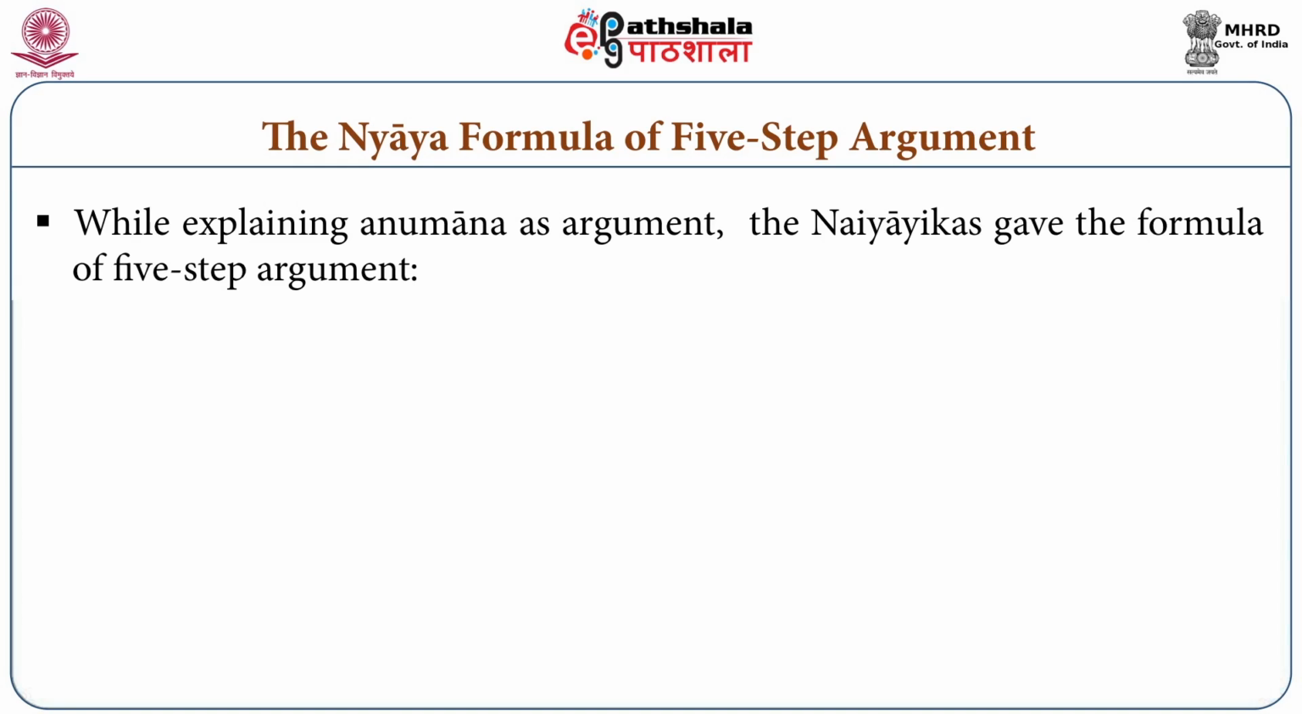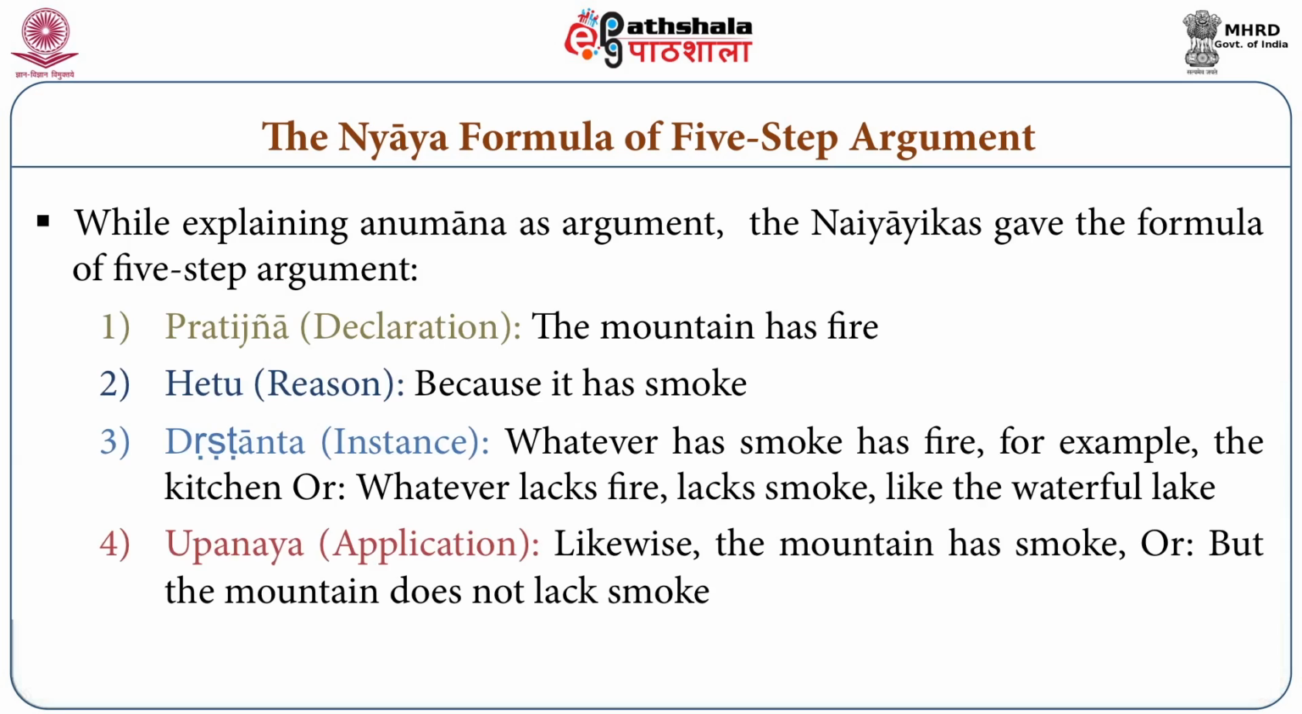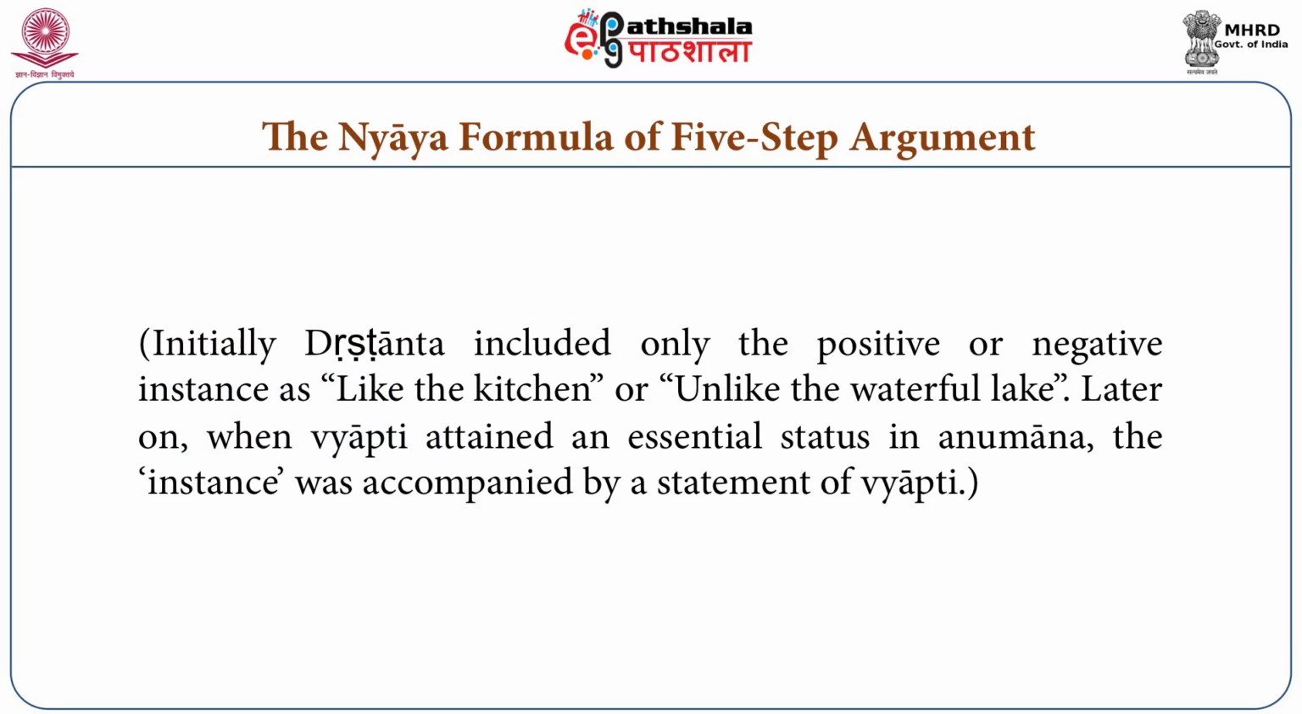While explaining Anumana as argument, that is what can be called Pararthanumana, the Nayayikas gave the formula of 5-step argument, that is Pratidnya, Hetu, Drishtanta, Upanaya and Nigamana. For example, suppose somebody is proving the existence of fire on the mountain. When he sees smoke on the mountain, he will argue the mountain has fire, this will be Pratidnya. Because it has smoke, this will be Hetu. Wherever there is smoke, there is fire, for example, in the kitchen, this will be Drishtanta. Of course, this will be positive Drishtanta, Anvaya Drishtanta.